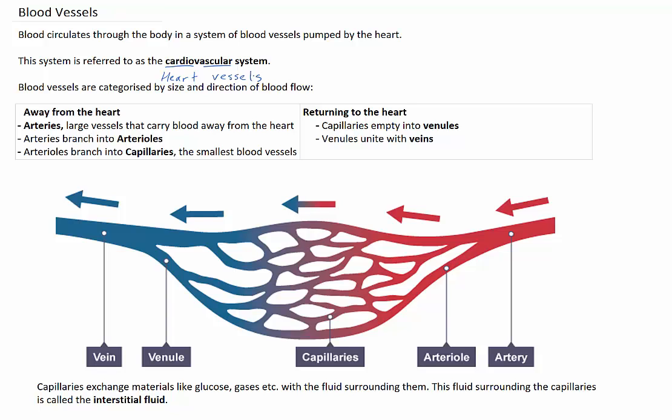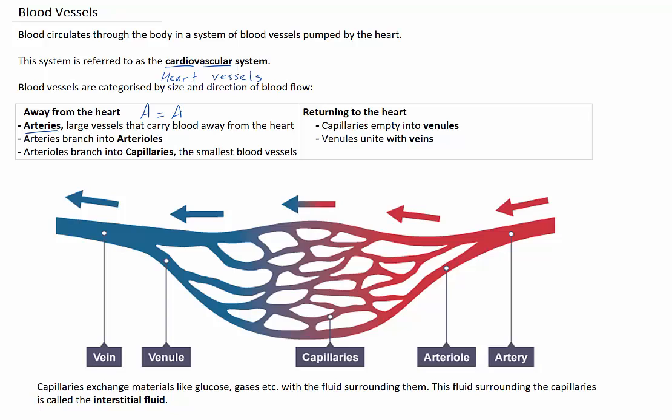Blood vessels are categorized by size and direction of blood flow. So starting with vessels that go away from the heart are arteries, which are the largest vessels that carry blood away from the heart. A student of mine told me a really handy way of remembering this the other day, which is A for artery equals A for away from the heart.